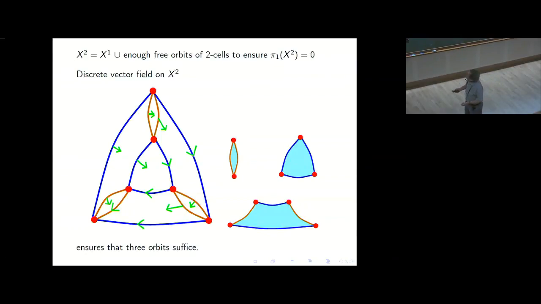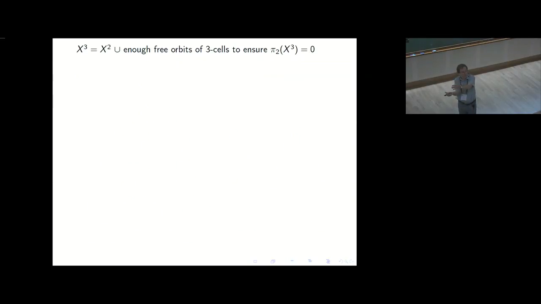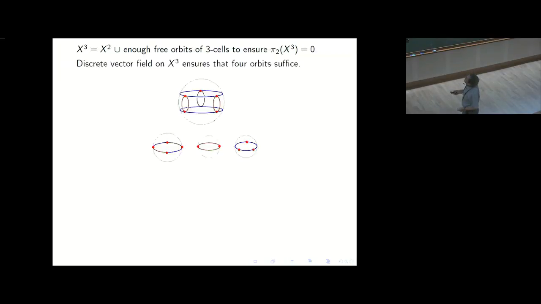And then it gets harder to picture, but you pick an arbitrary bubble in your space, you fill it with a 3-dimensional ball, and add in the orbit of the ball, and then you construct a discrete vector field to make sure that pi 2, the second homotopy group, is trivial. And then you just go like that. So in this case, you have to add in 4 balls. There is a periodic resolution for S3. I don't hit it doing this, but still.